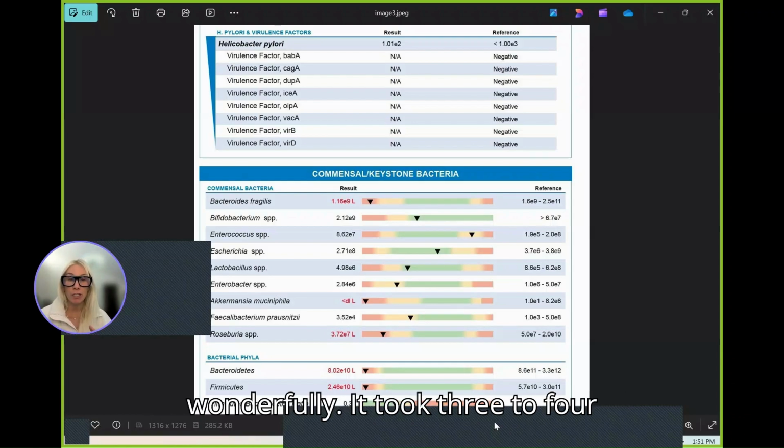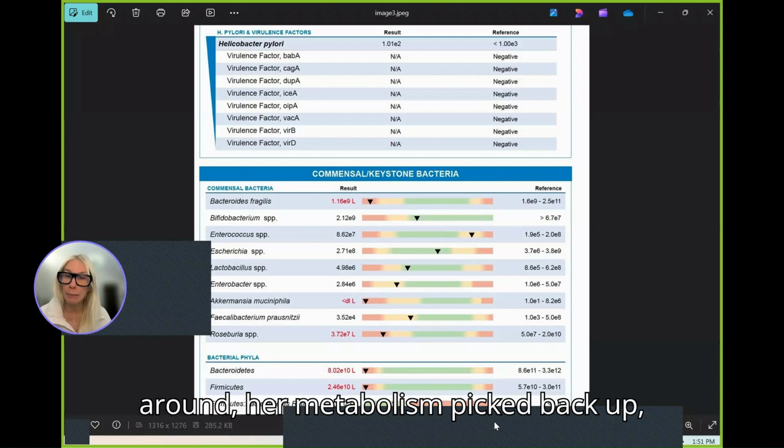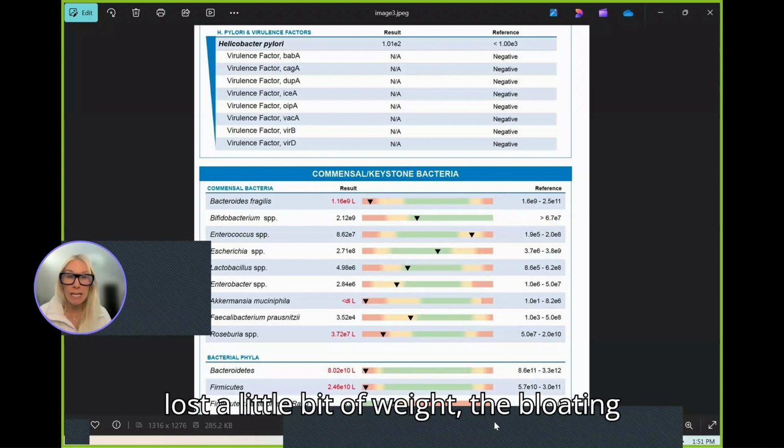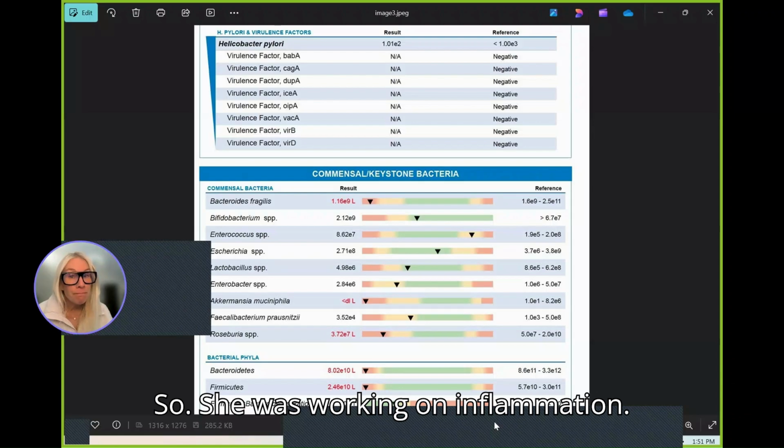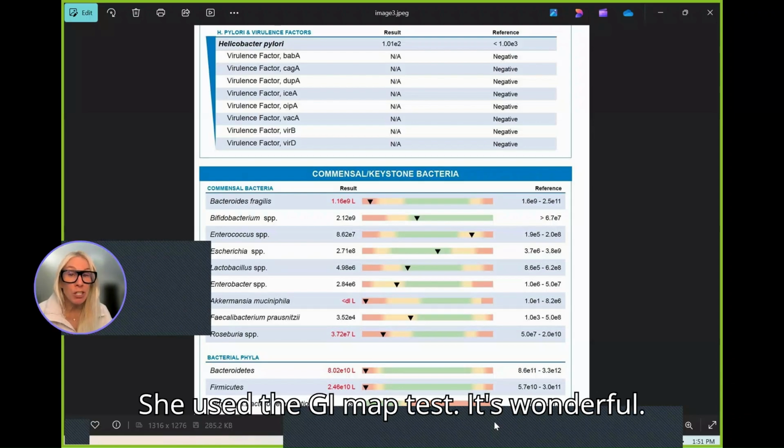And she did wonderfully. It took 3 to 4 months. She sort of came around. Her metabolism picked back up, lost a little bit of weight. The bloating was gone, and she went on her merry way. So she was working on inflammation. She used the GI map test.